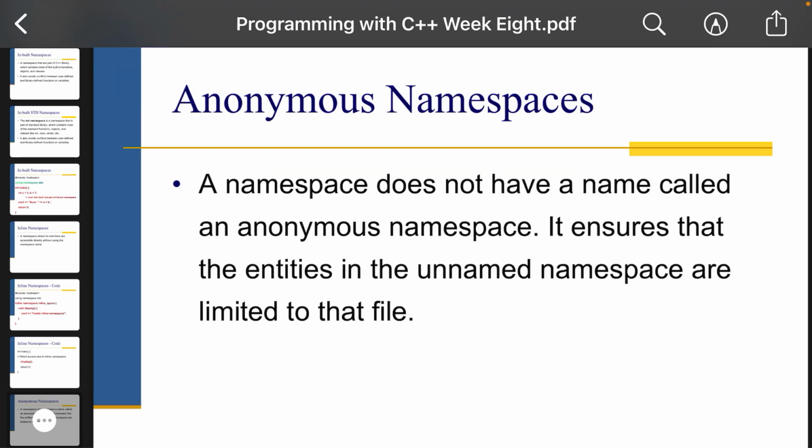You move to anonymous namespace. An anonymous namespace is a namespace that does not have a name. It ensures that the entities in the unnamed namespace are limited to that file. It is limited to only that file.